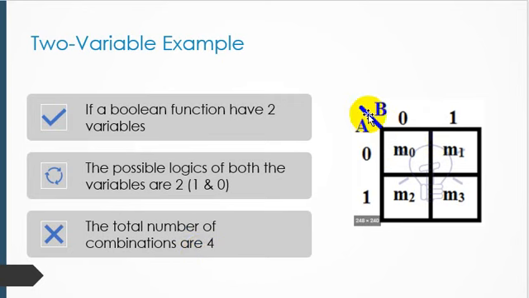We have the A input and the B input. A has two combinations, two logics, 0 and 1, and B obviously has two combinations, 0 and 1. So it means we have a total of 4 combinations and a total of 4 cells. Each cell is represented with the min terms. So this is represented as M0, this as M1, M2 and M3.